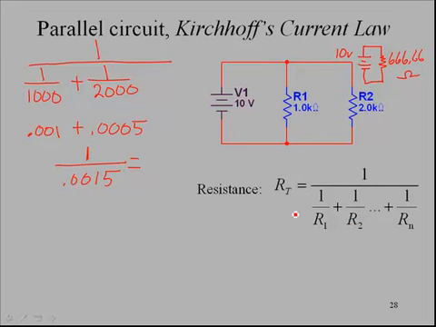But just as a point of reference, let's take a brief look at what it is we're actually looking at. Do you remember in earlier chapters we talked about something called a Siemens, and we said that a Siemens was the reciprocal of resistance. It was 1 over resistance. And what we're actually doing here when we said 1 over 1,000 plus 1 over 2,000 is adding up the total Siemens. And when we got this value right here, this was actually the total Siemens.